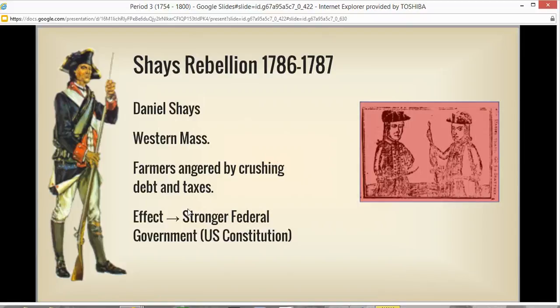Shays Rebellion. Shays Rebellion is actually one of my favorite topics, especially when it gets around election season. To put it in layman's terms, there's a man by the name of Daniel Shays, the namesake for Shays Rebellion, and he's located in western Massachusetts. He and some other farmers are very frustrated because they fought in the American Revolution. They wanted independence, yet they don't have the lives that they thought they would have.